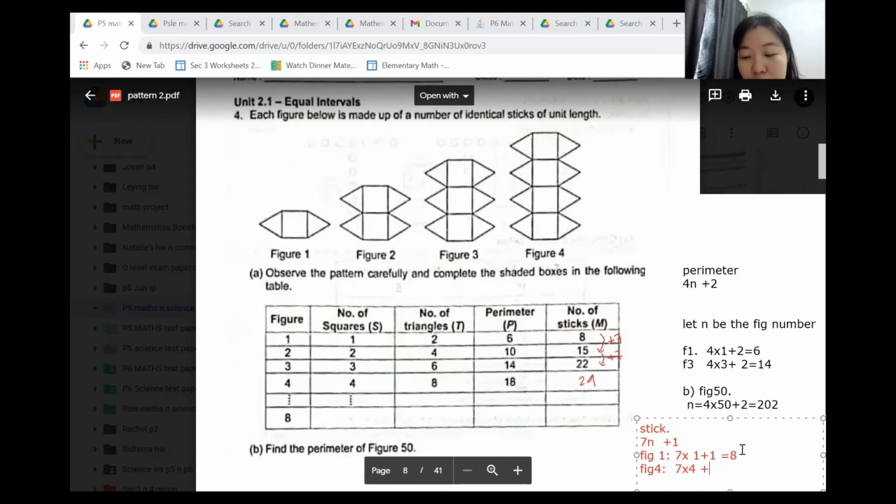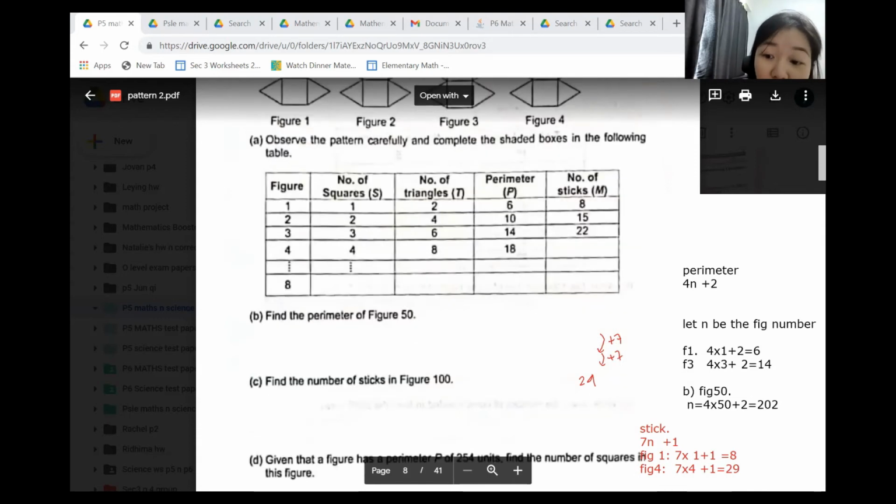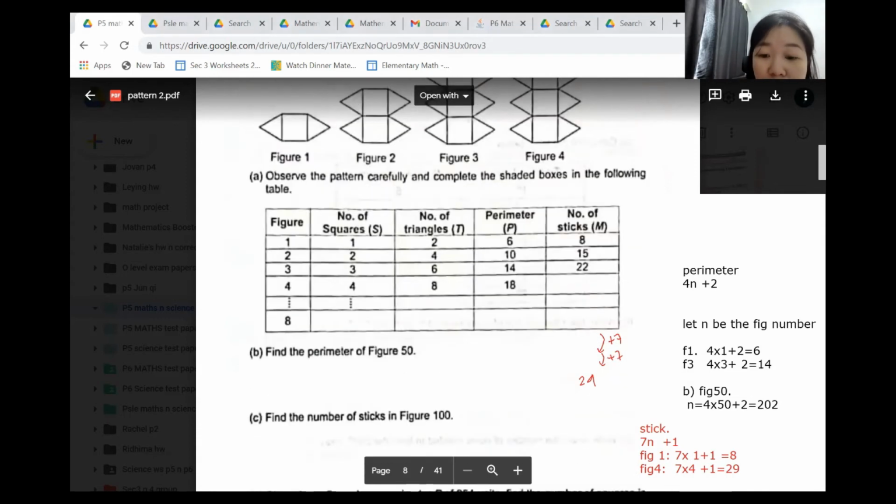So what we can do is we try maybe the third one or the fourth one, we jump a few. So fourth one means figure number is 4, means 7 times 4, and I plus 1 as well to test my n term correct or not. So voila, I got 29. So my n term works. So if my n term works, I can easily find any number they want for the stick. Let me see what they want. So yeah, sure enough, they ask for the number of stick in figure 100.